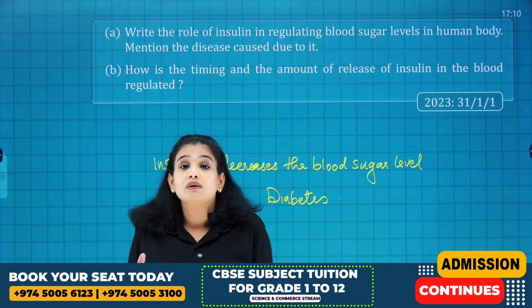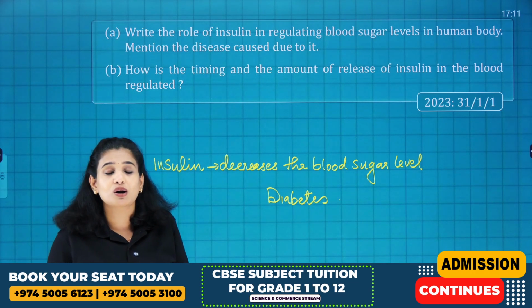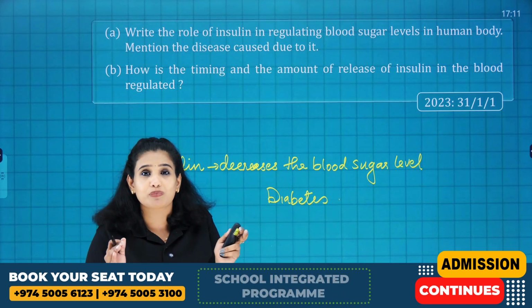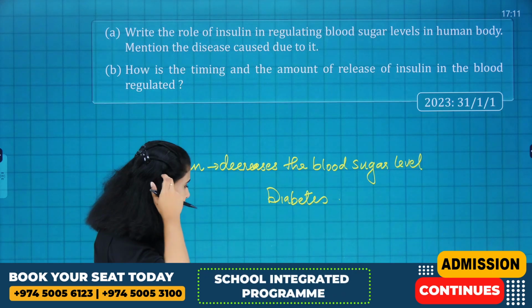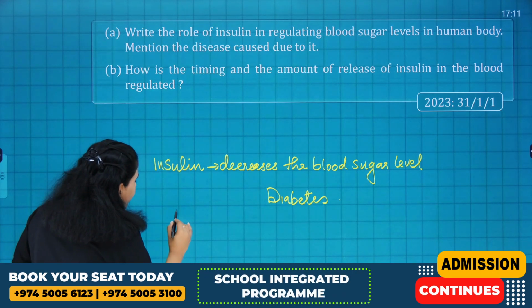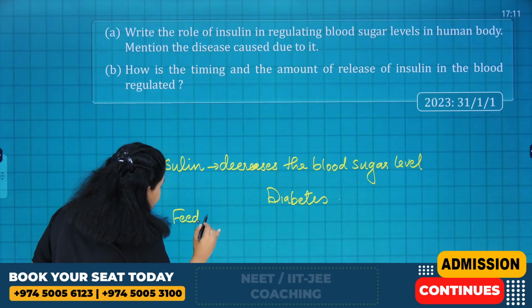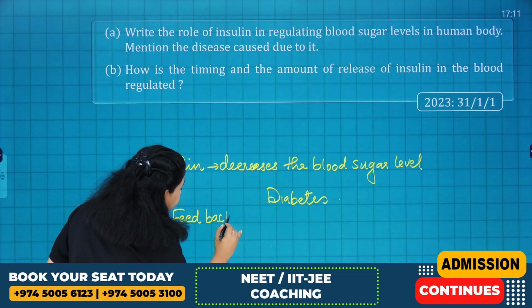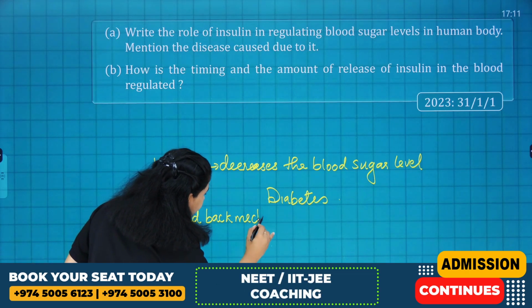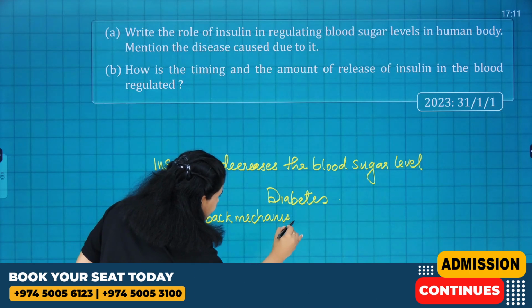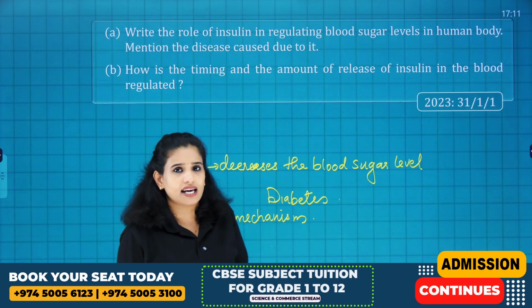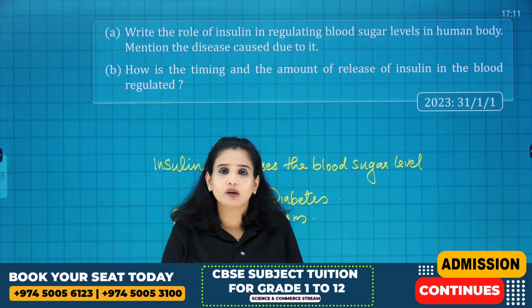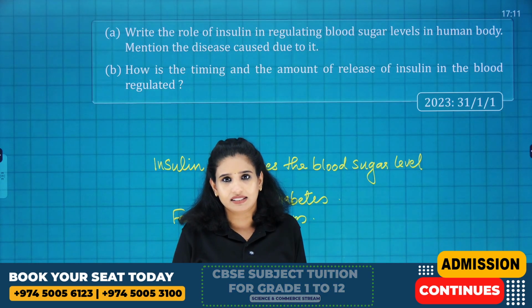How is the amount of hormone regulated in our body? You have to write the answer as feedback mechanism. The answer key for this is feedback mechanism. And you have to explain what is feedback mechanism.